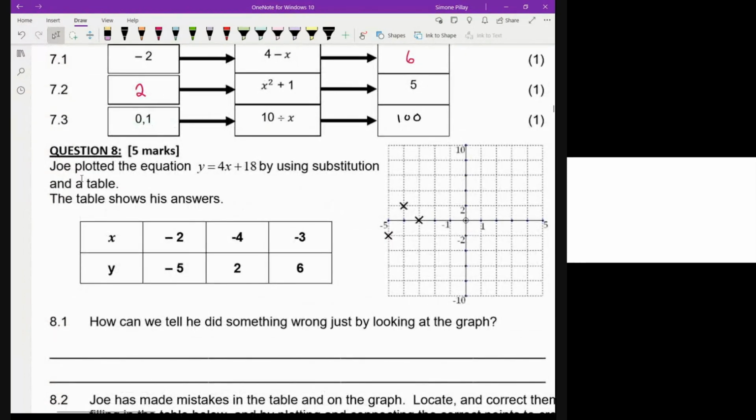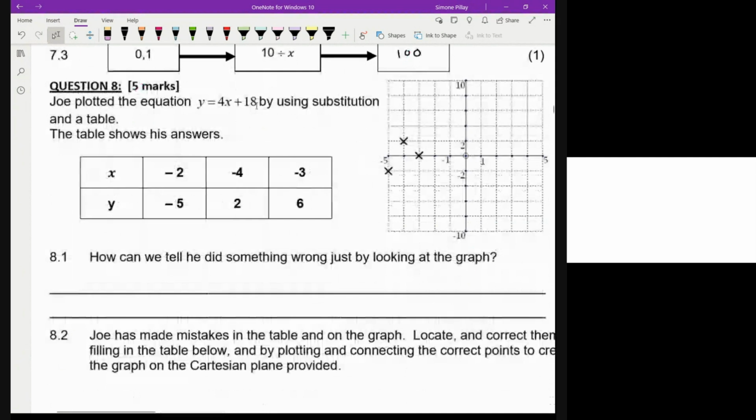Let us look at question 8. So it says 5 marks. Joe plotted the equation y is equal to 4x plus 18 by using substitution and a table. The table shows his answer. So a lot of words that might be confusing. All that happens is this is the equation. He plotted a graph on the Cartesian plane. He used a table and he substituted his x values into his equation and filled out the answers. Okay. Now 8.1 asks, how can we tell he did something wrong by looking at the graph?